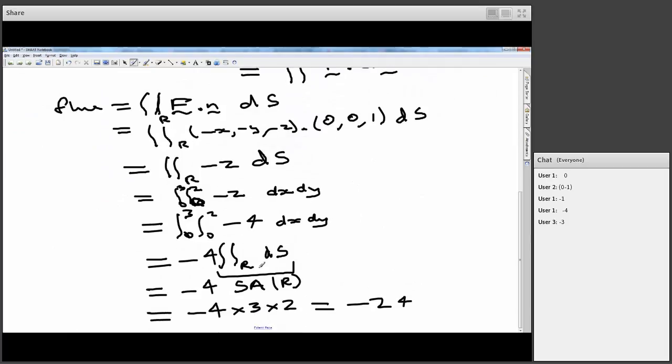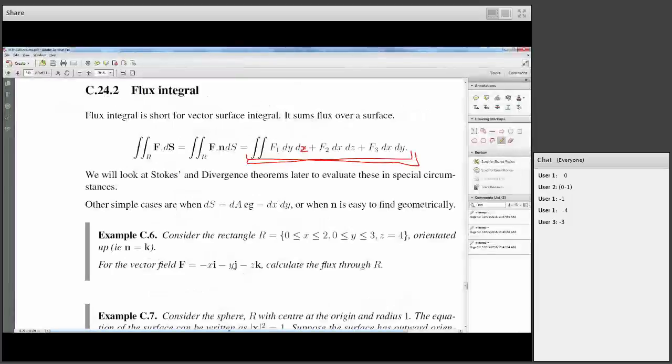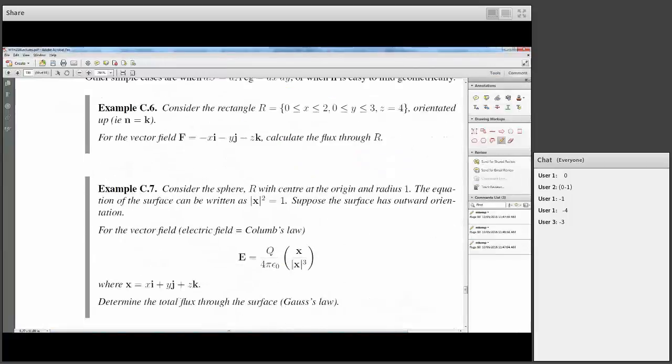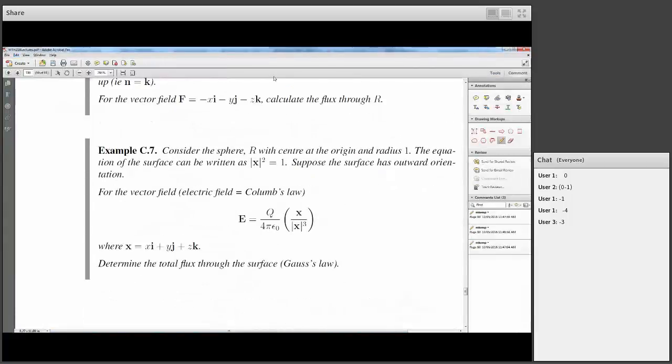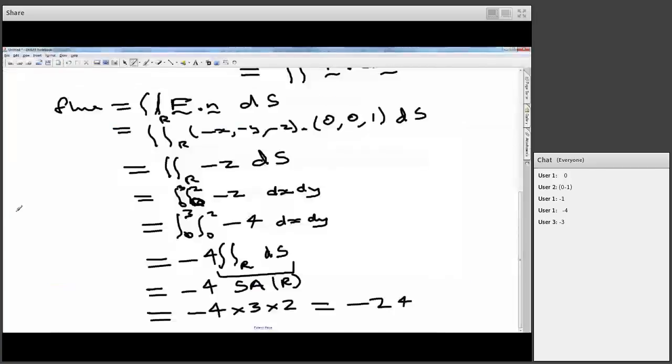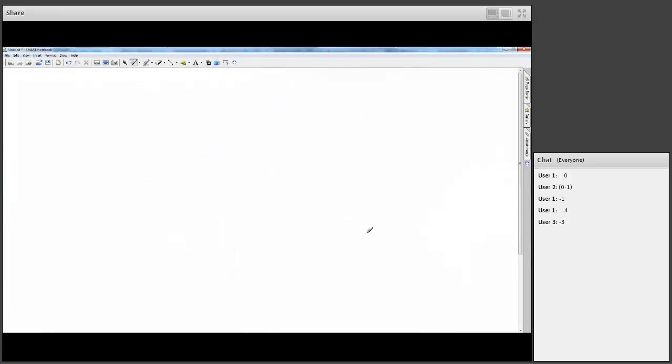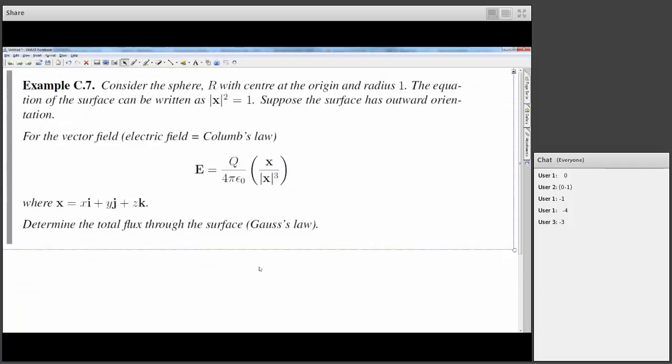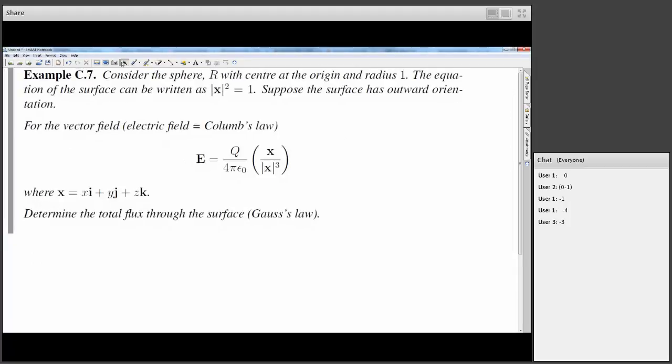That's a simple case. Let's do another simpler case, and then I'll go over a longer one. So, let's draw a picture.